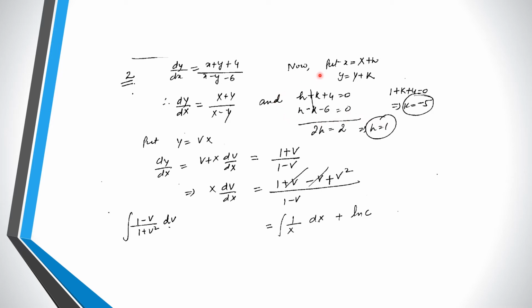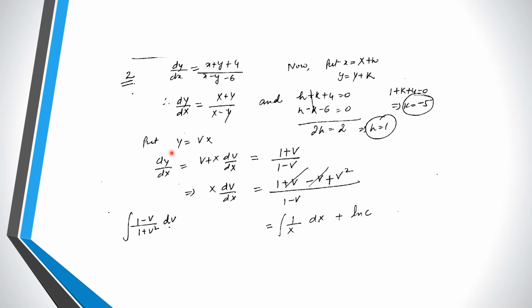You are having two equations in two unknowns. Solve these two equations, find out the value of h and k. Now in this case, the value of h is 1 and k is minus 5. Right? And see, this equation is having same degree in the numerator as well as in denominator, so we can put capital Y to be v times X and we can solve this.